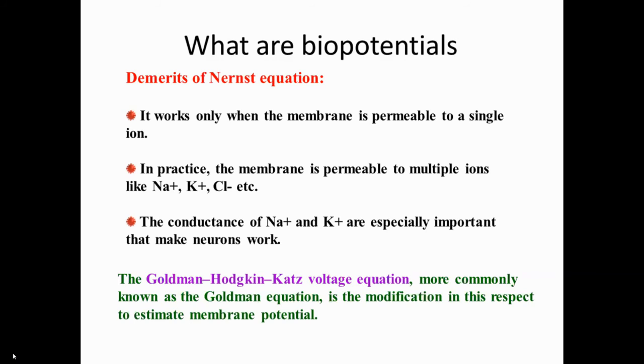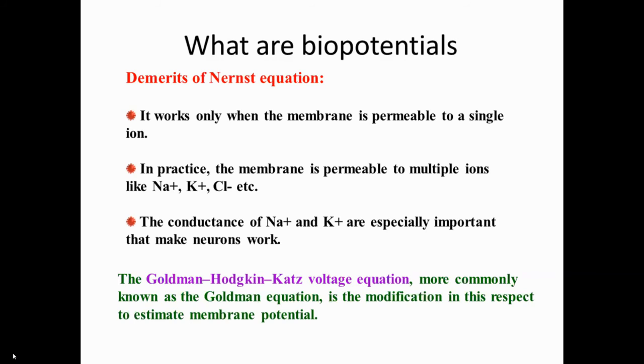So sodium, potassium, chlorine, and other anions are also there. And the conductance of sodium and potassium ions is especially important to make the neuron work. So ultimately the Nernst equation cannot work quite accurately. To eliminate that problem, another equation was proposed, called the Goldman-Hodgkin-Katz voltage equation.